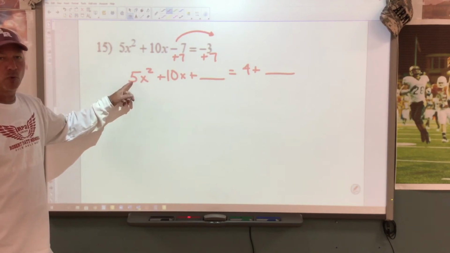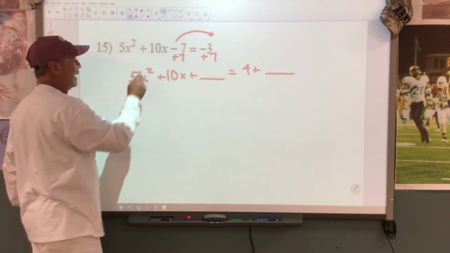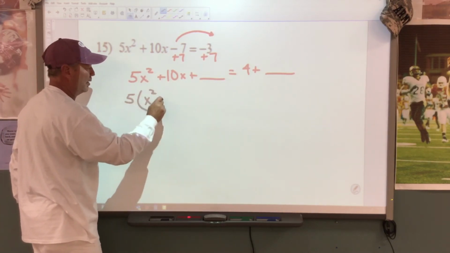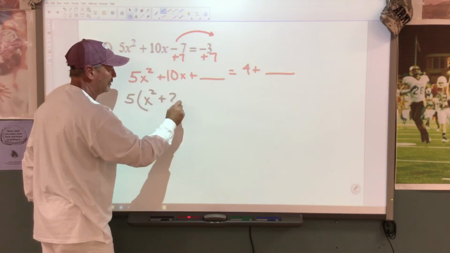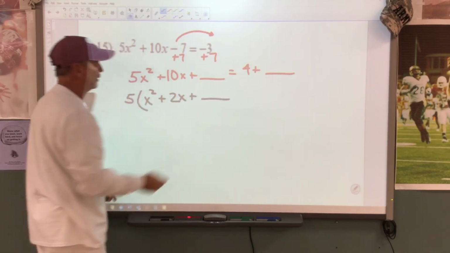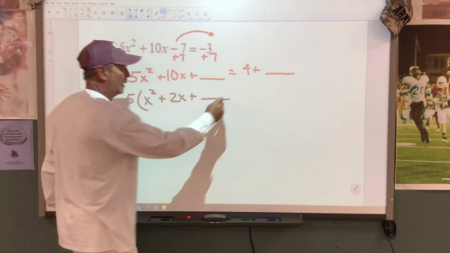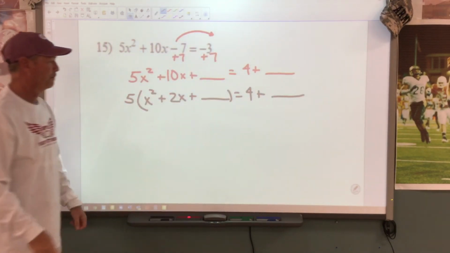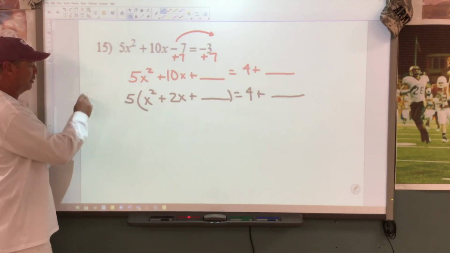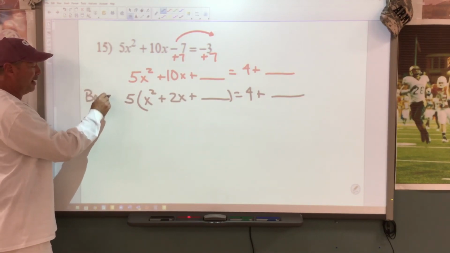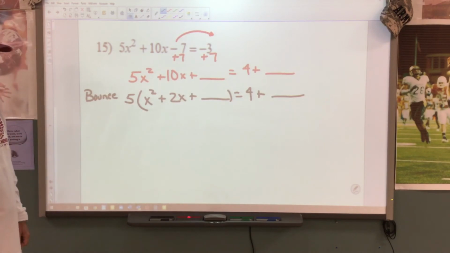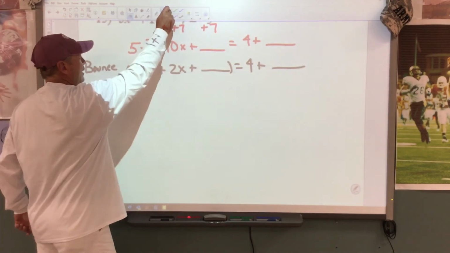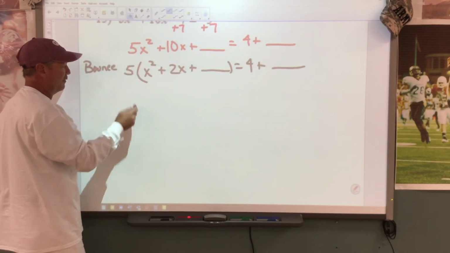We need to move the 5 away, so we're going to factor away the 5. That'll leave me with x squared plus 2x plus blank, right? You're factoring out the 5, equals 4 plus blank. Remember, if you factor, you're going to bounce. We're going to say that it's a bounce. Let me move this down a little bit. We're going to ask you to keep the GCF, or keep that 5 coming.